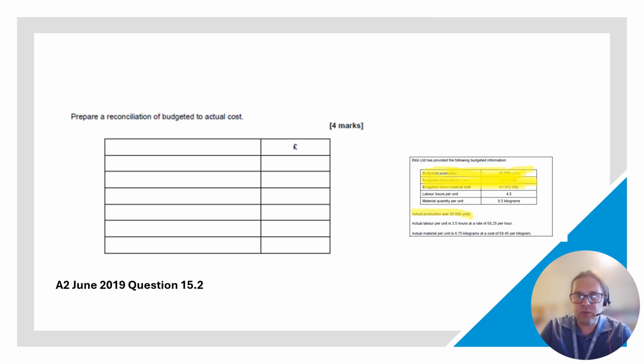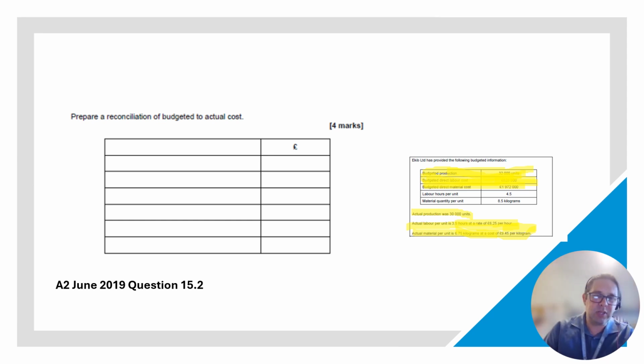Then you add or subtract the material and labour variances, and that will then compare to the actual cost of production. The way you'd work that is it tells you the amount of hours per unit and the cost per hour, it tells you about material per unit and the cost per kilo, and you can work out the actual cost there. As long as you've calculated your variances correctly, that will balance between the two.